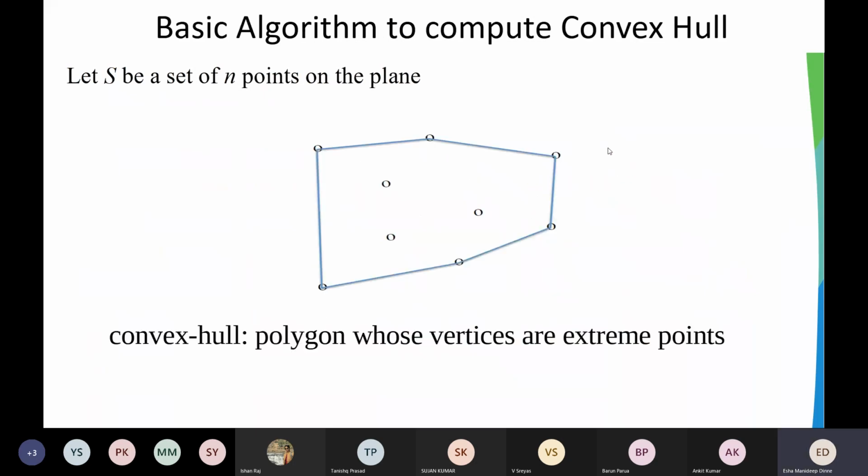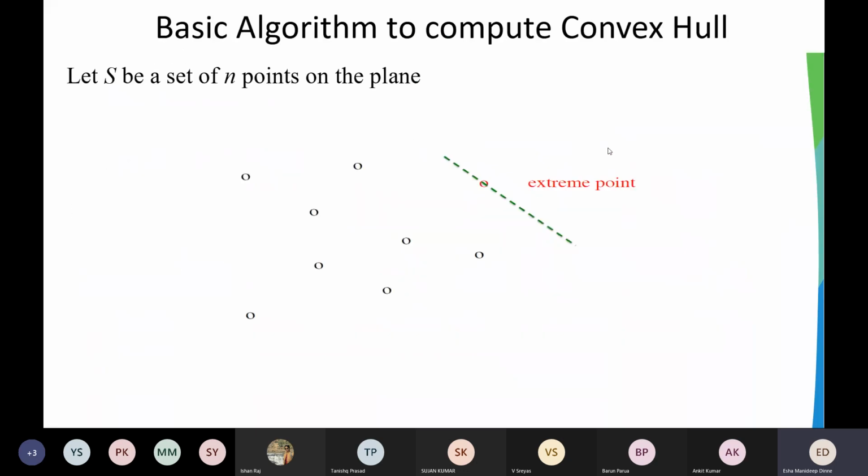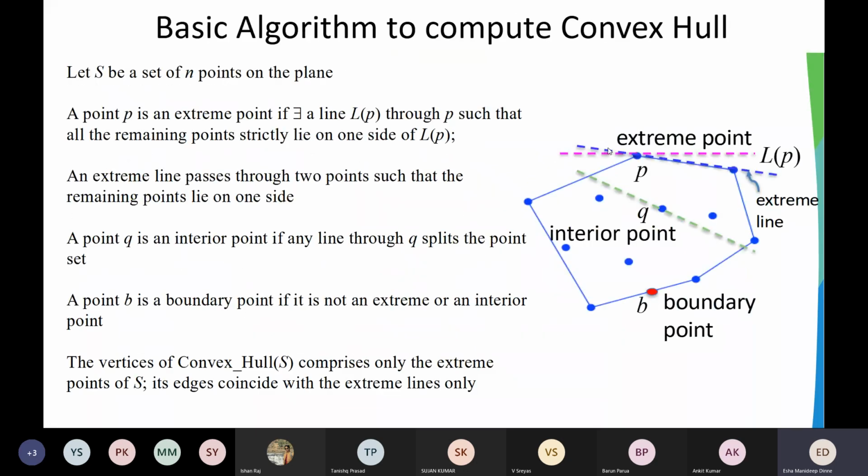Now this is an extreme point. The algorithm, what we do is, for every two points, choose some random 2 points. Now, if you draw a line through those 2 points, you check whether all the points are on the same side or not.